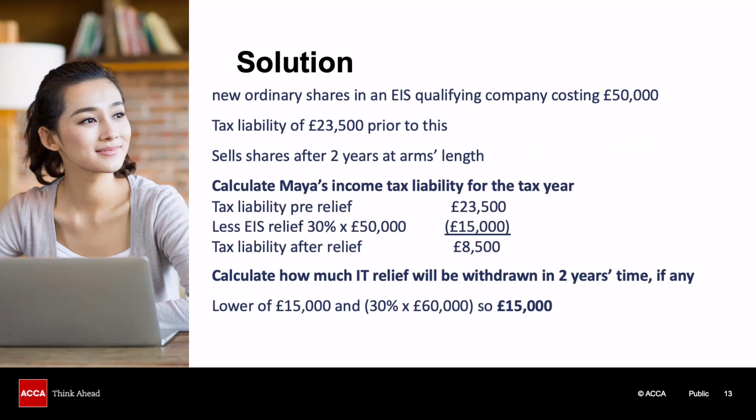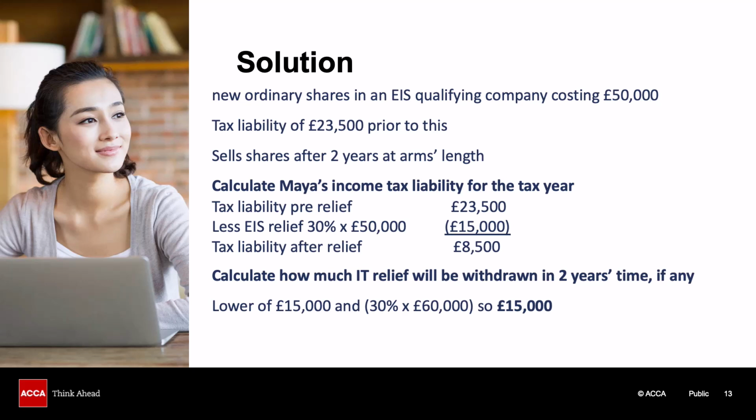She is within the £1 million maximum investment in the tax year that can get relief, so we take the 30% of the amount she spent and deduct that from her tax bill to get £8,500. Now, if she sells in 2 years' time at arm's length, then she doesn't meet the 3-year holding rule, and some or all of the tax relief previously given is going to be withdrawn.